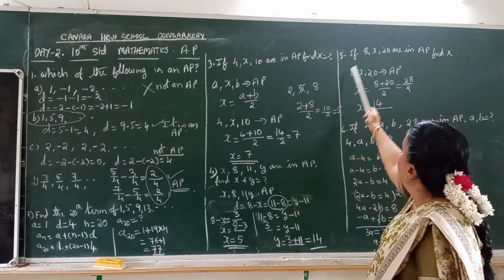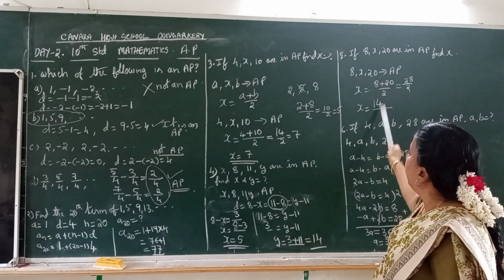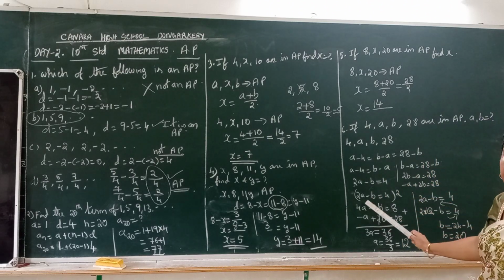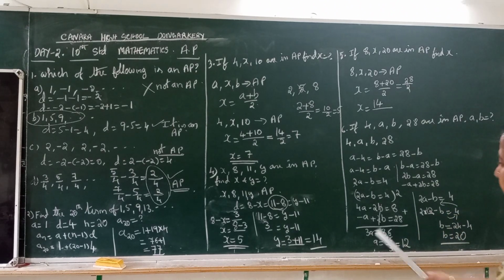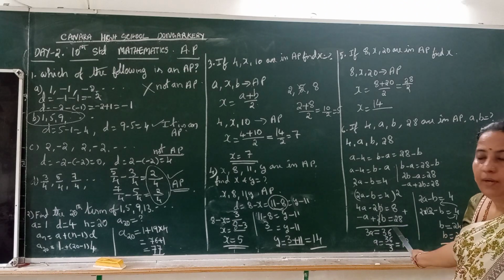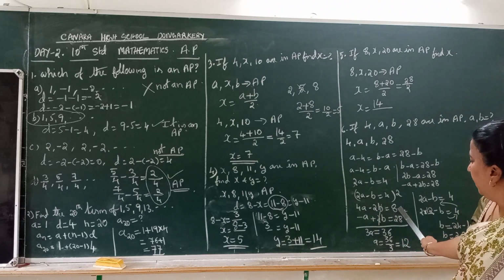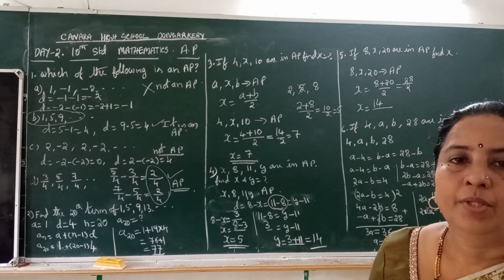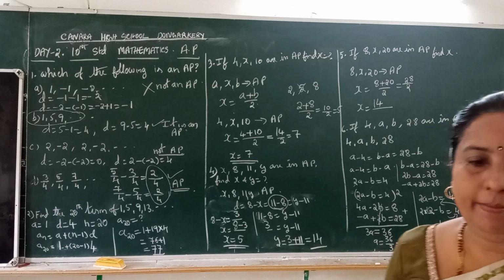Then 2 of the same type, 8, x, 20. x value is sum of the first and last term divided by 2. 28 by 2 is 14. 4 terms are given, you will get 2 equations. Equate the coefficients of the variables. Then get 2 new equations: 4a minus 2b is equal to 8, minus a plus 2b is equal to 28. While adding, minus 2b plus 2b gets cancelled. 4a minus a is 3a. 28 plus 8 is 36. 3a is equal to 36. a is equal to 12. Substitute in any one of the equations, we will get b is equal to 20.